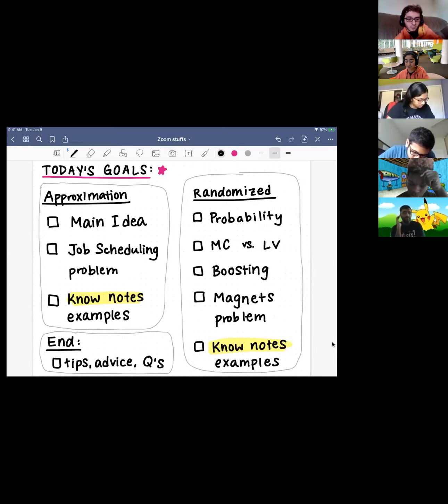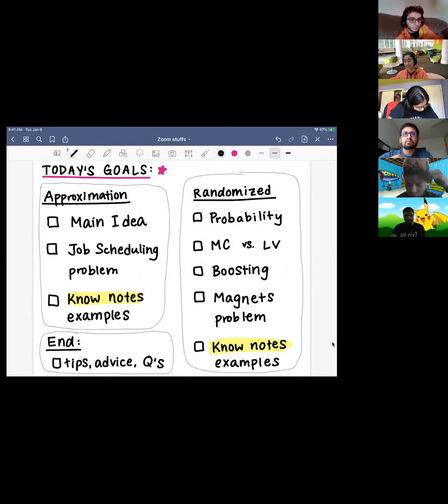My goals for approximation is that first we'll just get through the main idea, because I think approximation has a lot of inequalities and that can sometimes confuse people of what they should be doing. Then we're going to go through one example on job scheduling. But I was hoping to keep to one example per topic, because especially for the coming test, it's going to be super important to know your fundamentals, really know the course notes. So we'll spend some time going over that.